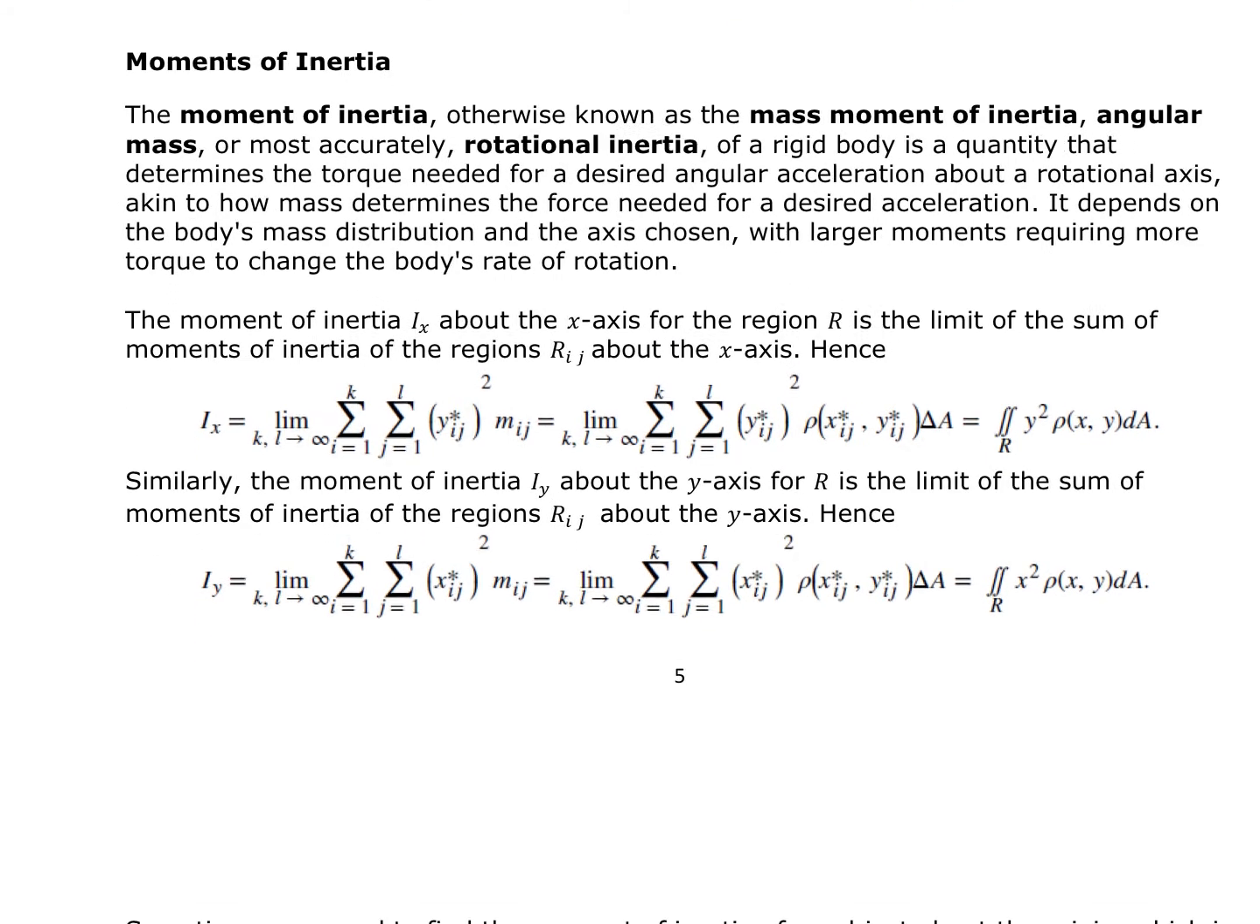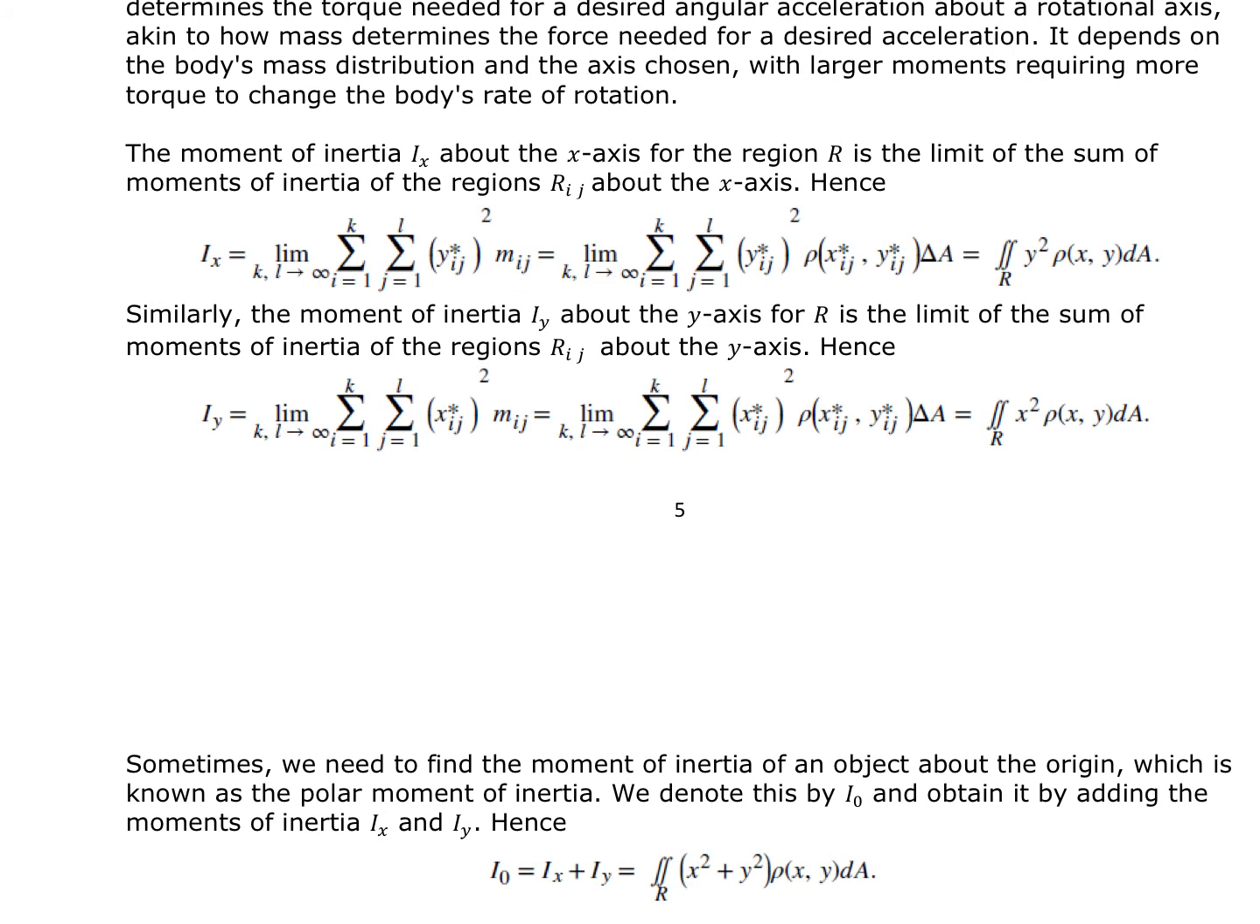So when we're looking at the moment of inertia about the x-axis, we get this double Riemann sum, and it ends up becoming this equation. It is y squared times my rho function of x and y dA. If I want to know the moment of inertia in the y direction, the y-axis, then I'm going to have x squared rho of x, y dA over my region R.